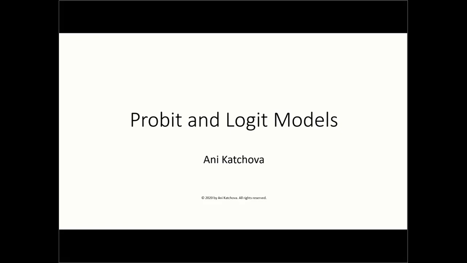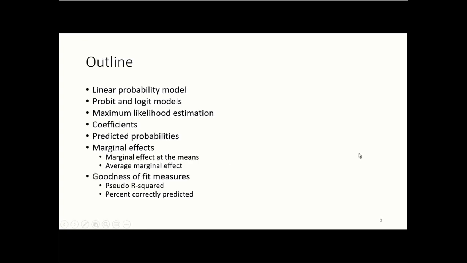In this presentation, I will talk about Probit and Logit models. The outline of this presentation will be first to discuss the linear probability model, then discuss the features of the Probit and Logit models, then talk about maximum likelihood estimation, the coefficients, the predicted probabilities, and marginal effects, including marginal effects at the means and average marginal effects, and finish up with goodness of fit measures, including pseudo R-squared and percent correctly predicted.